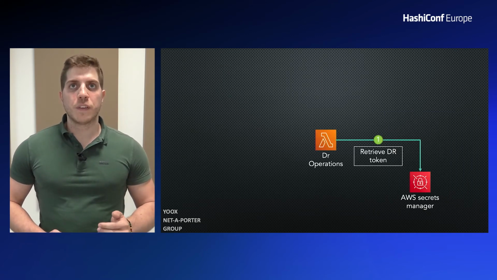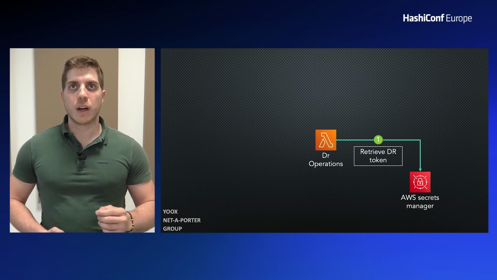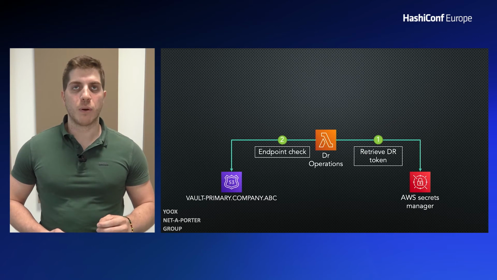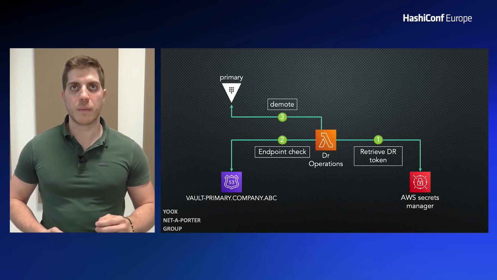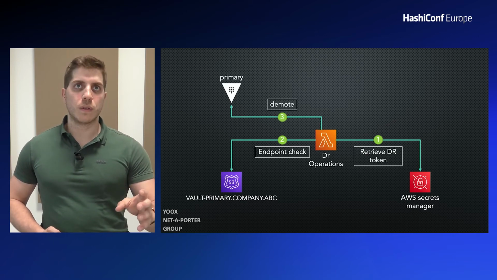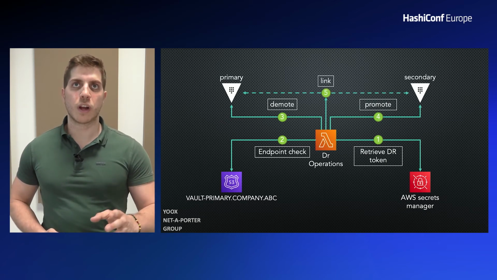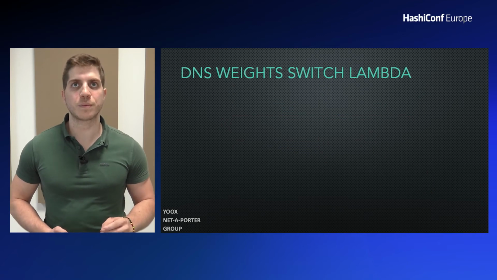So let's see a picture of that. We have our DR operations lambda, which will first retrieve the DR token. Then it will check the endpoint to see which one is the real primary. Then it will demote the primary, promote the secondary, and then try to link these two together.